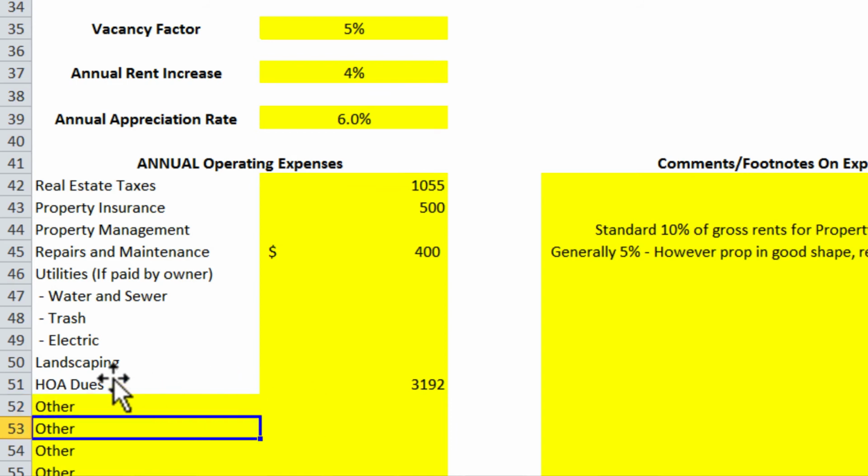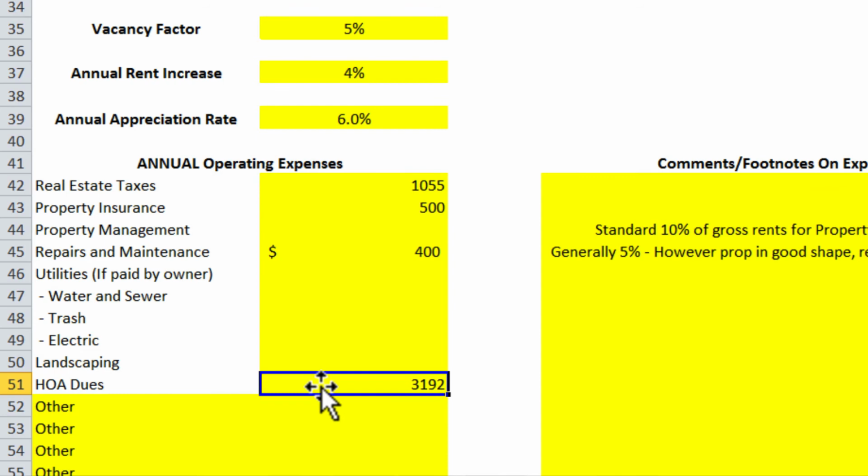And then our biggest expense, HOA dues. All right, this is the monthly HOA dues times 12 months, $3,192, and you can also get that off of the MLS tab.